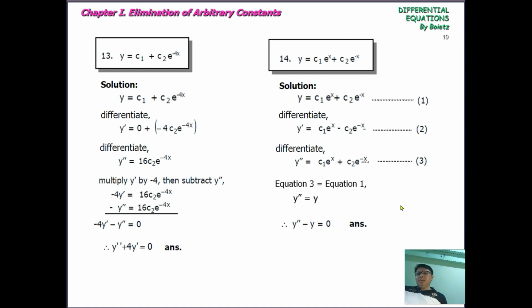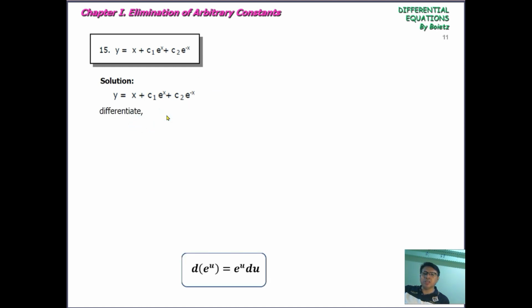Okay. Dali lang, ano? Napakadali lang. Kung tutusin, napakadali lang. Okay. Then, eto. Medyo humirap ng konti. Y is equal to x plus c1 e to the x plus c2 e to the negative x. Medyo humirap ng konti. But still, we have two arbitrary constants, c1 and c2. Let's copy the problem solution. Copy the problem, then differentiate. Arbitrary constant, dalawa. So, dalawang differentiation.